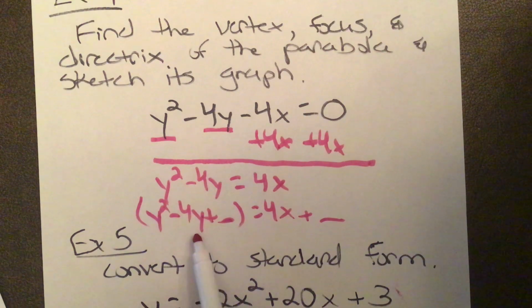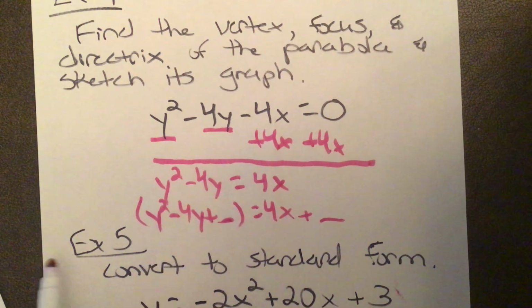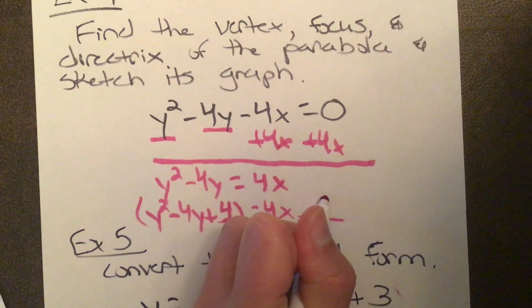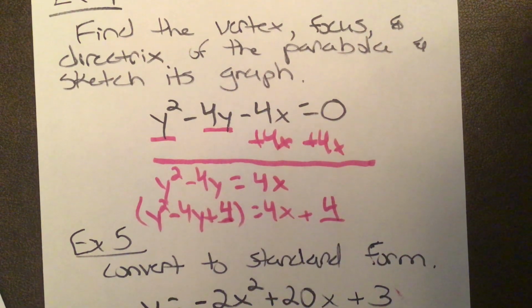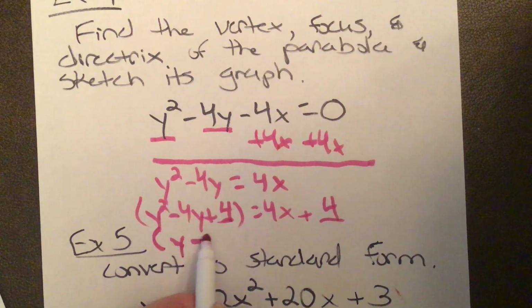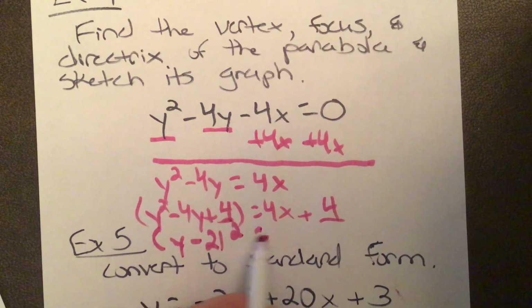So my magic number here, I take half of my b and square it. We've done this enough that you guys probably have that down. So half of negative 4 is negative 2. Negative 2 squared is 4. So if I add 4 here, guess what? I've got to add 4 there. Now I just factor this, guys. So this is going to factor into y minus 2 squared.